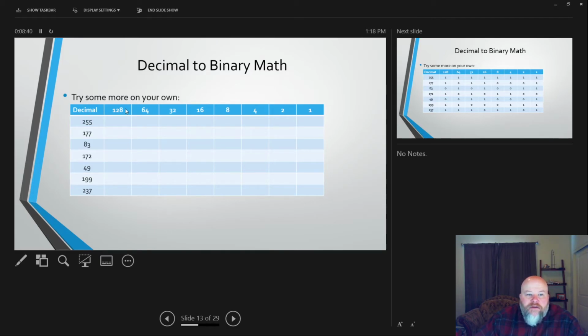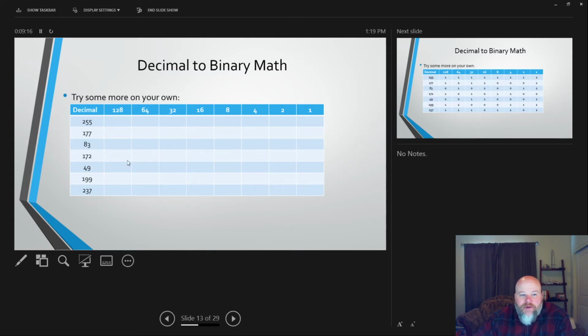83. Can we subtract 128 from 83? No, we can't. So that's a 0. Can we subtract 64 from 83? Yes, we can. So that's a 1. We have a remainder of 19. 32 from 19. No. So that's a 0. 16 from 19. Yes. So that's a 1. And we have 3 left over, right? So 8 from 3. No. 4 from 3. No. 2 from 3. Yes. So it would turn on. We'd have a remainder of 1. 1 from 1. Yes. So this would turn on.